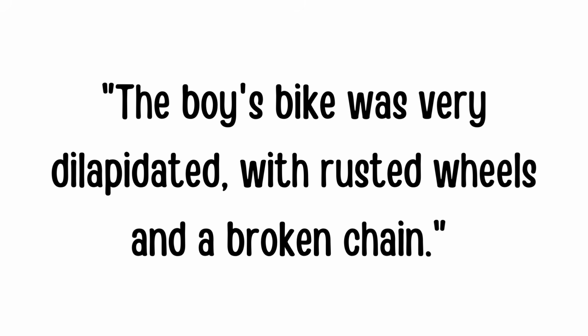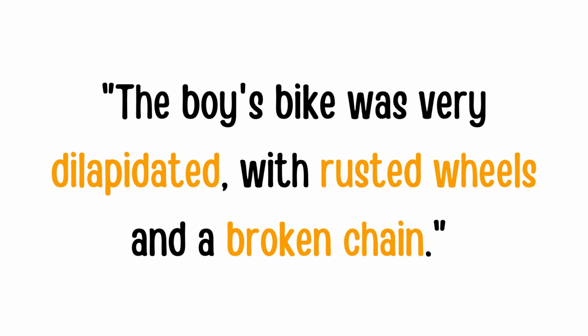The boy's bike was very dilapidated, with rusted wheels and a broken chain. Here, the word dilapidated is unfamiliar, but we can use the words around it to help us figure out its meaning. We see that the bike has rusted wheels and a broken chain, so we can infer that dilapidated means the bike is in poor condition.